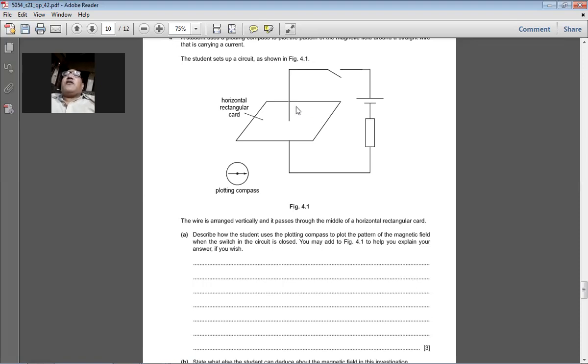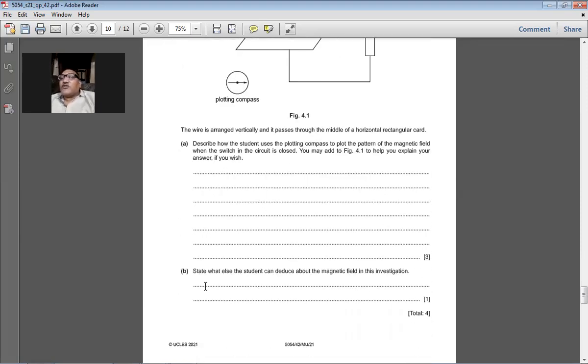Then I will pick it and put it ahead of the third dot in such a way that the tail of the pointer coincides with that third dot. And wherever the pointer head points, I will put the fourth dot. So I will continue this process until I reach the initial dot. Then I will join them with a smooth curve, and then I will put the compass a little further from the wire on the cardboard, and I will repeat the whole process. So this is how you will find the magnetic field pattern around the straight conductor on this horizontal rectangular card. I have written this answer.